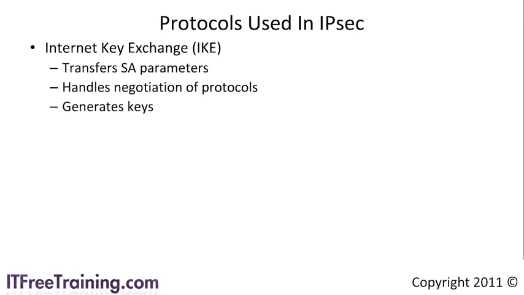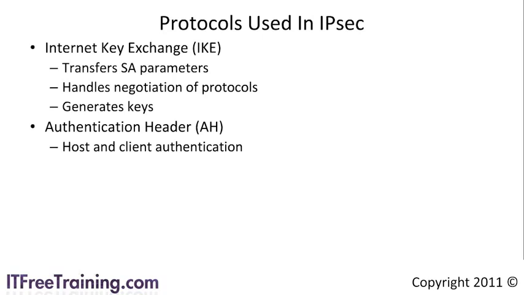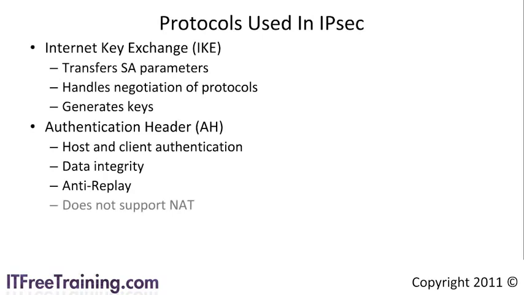The next protocol is Authentication Header, or AH. If you use the AH protocol, you can use it for host and client authentication. It also supports data integrity and prevents replay attacks. The big limitation of AH is it does not support encryption, and thus it is possible for a third party to eavesdrop on communications. AH does not support NAT.